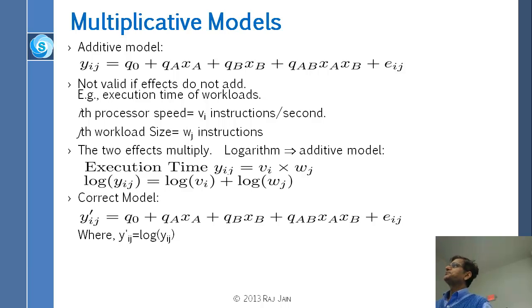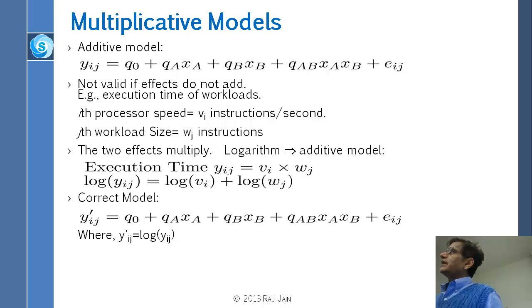So what is a multiplicative model? Here we assume that everything adds up. This is not a valid model if the effects do not add up. For example, execution time of the workload. Remember in the exam you had this workload thing with things multiplied? Well, there are lots of such things in computer science which multiply. So the processor speed times the workload size, they multiply. But if you take a log, then they add.